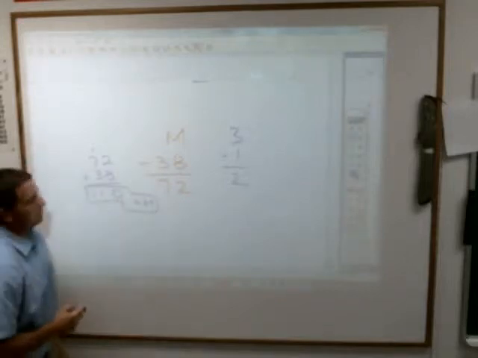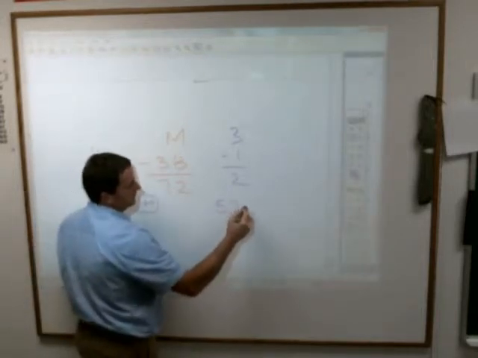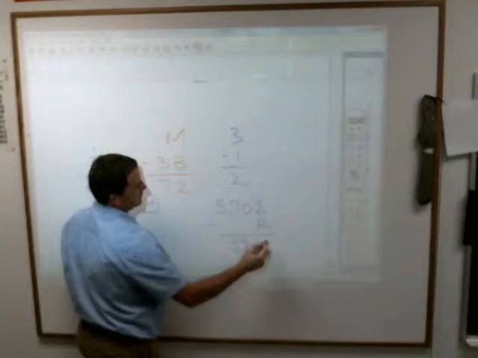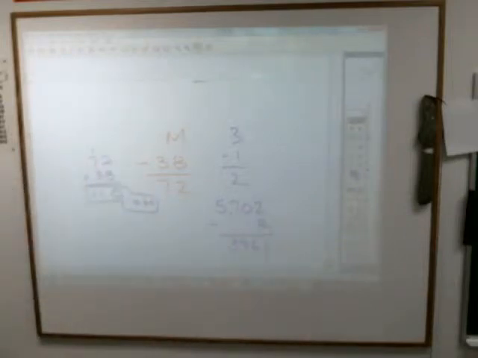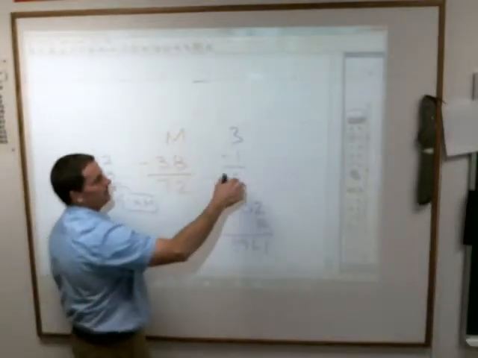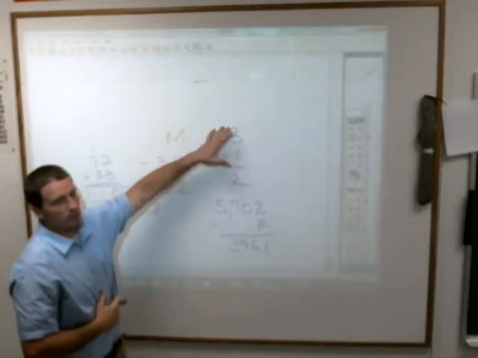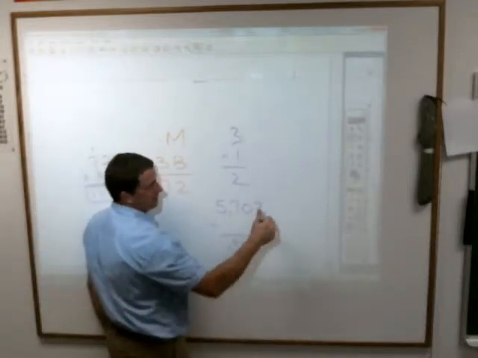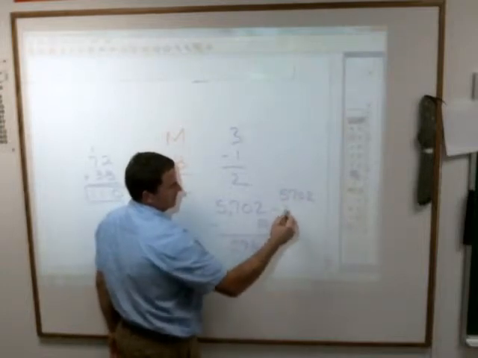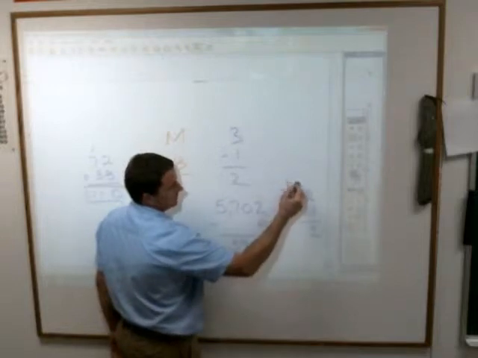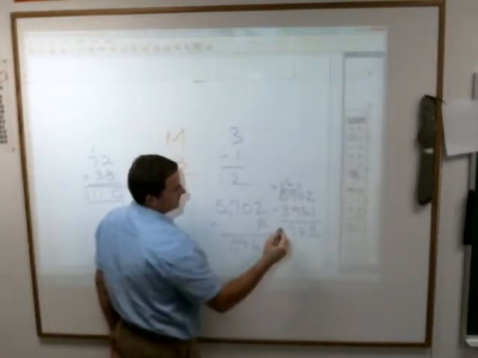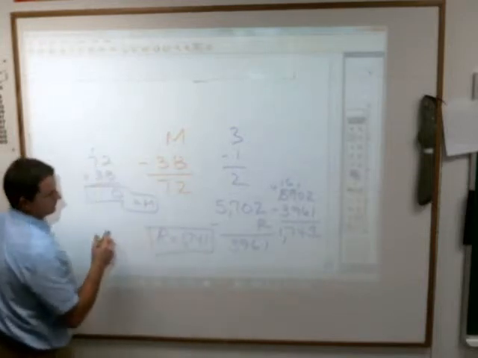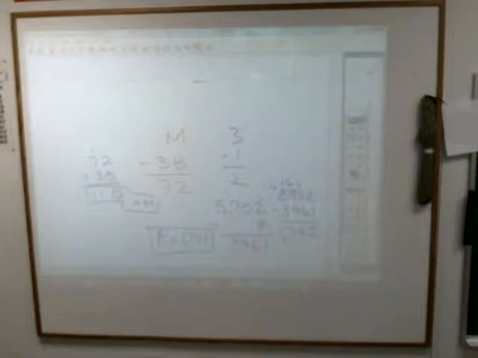Okay. Or let's go with a really hard one. What if I have 5,702 minus the letter R is 3,961. Still use the same problem here. If I'm missing the middle number, if I'm missing that 1, what do I do with 3 and 2? To get that 1, I subtract. So that's the same thing I'm going to do. To find my letter R, I actually need to subtract these two. 5,702 minus 3,961. My answer is R equals 1,741. Isn't that neat? Sure it is.